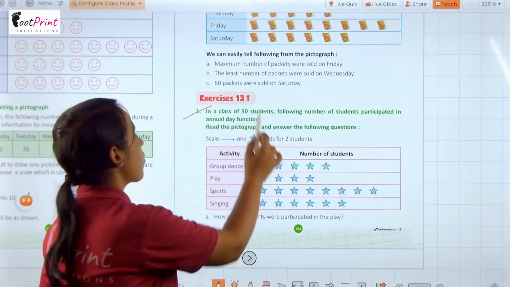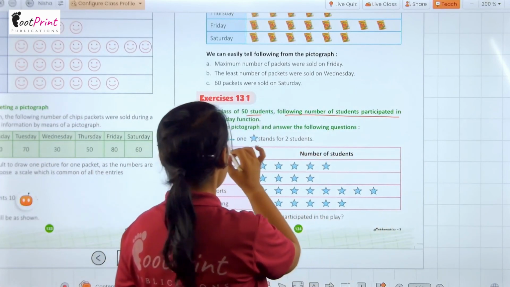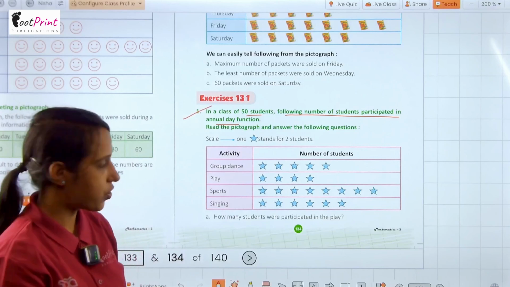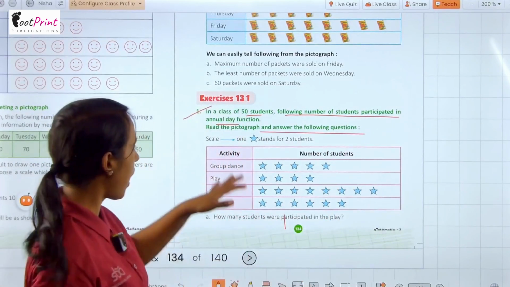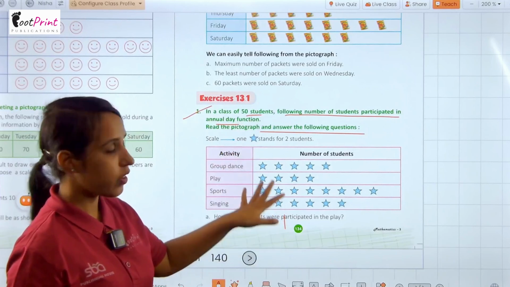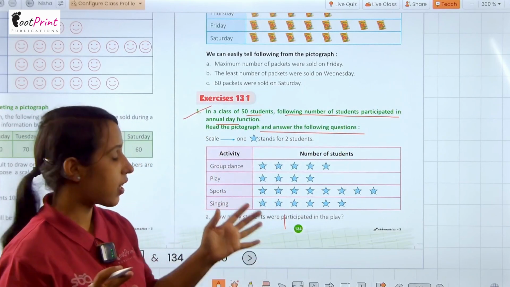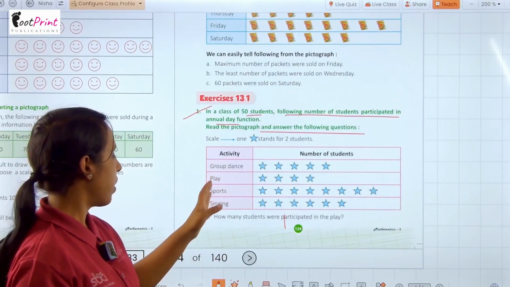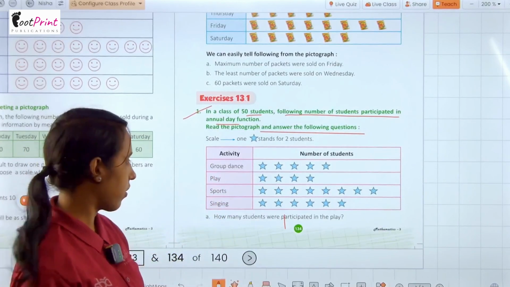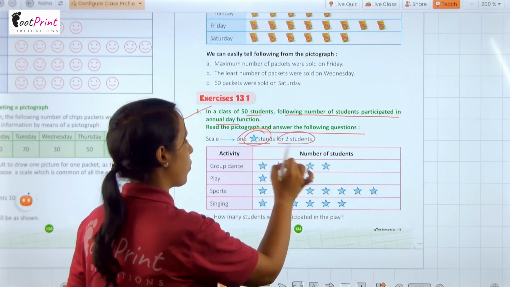So first question is, in a class of 50 students, following number of students participate in annual day function. Read the pictograph and answer the following question. तो यहाँ पर हमें 50 स्टूडेंट्स का डेटा दिया हुआ है, एनुअल फंक्शन में किसने किस किस में पार्टिसिपेट किया है, कौन कौन सी एक्टिविटी में, लाइक ग्रुप डांस, प्ले, स्पोर्ट्स, सिंगिंग एटसेट्रा. Okay, and one star is showing two students.